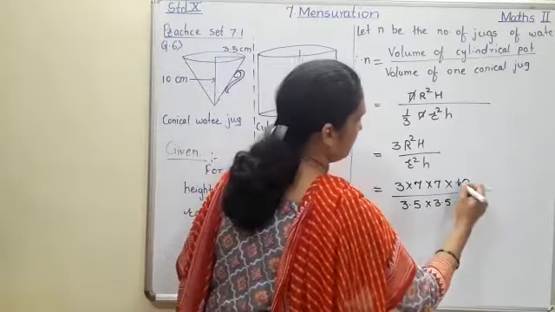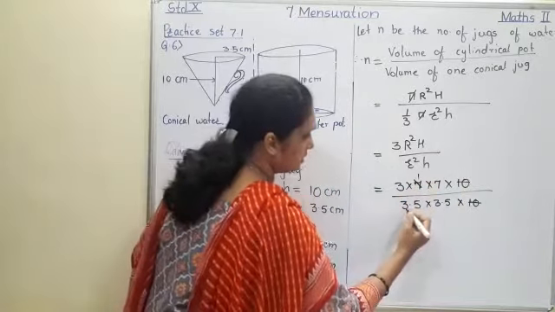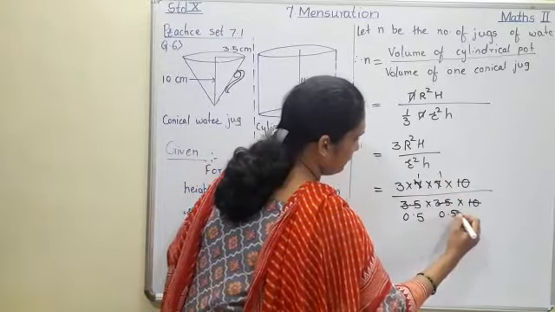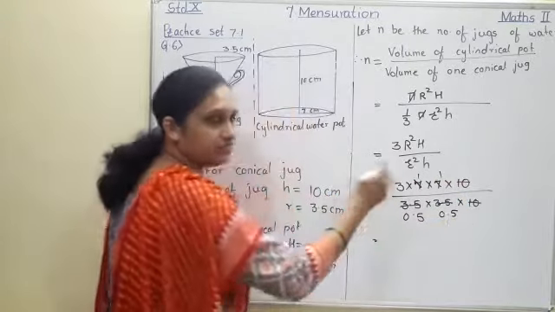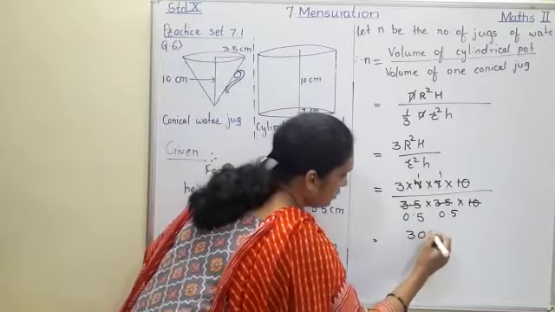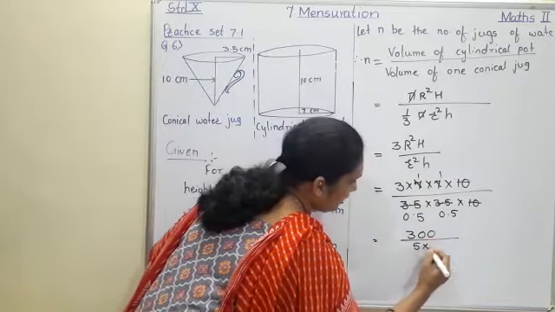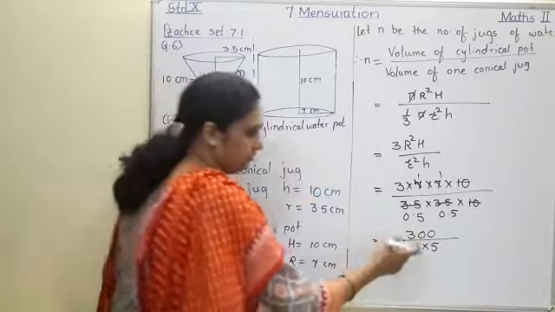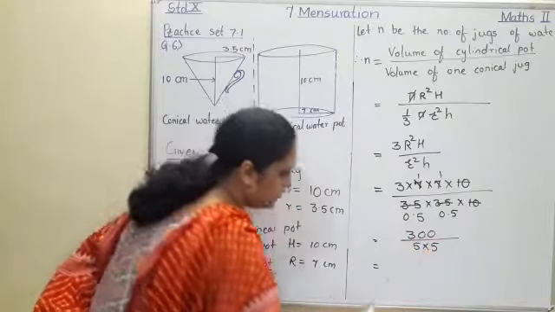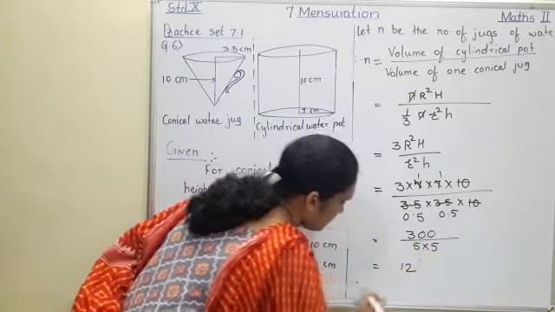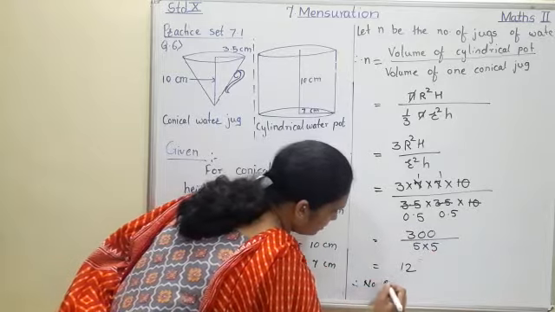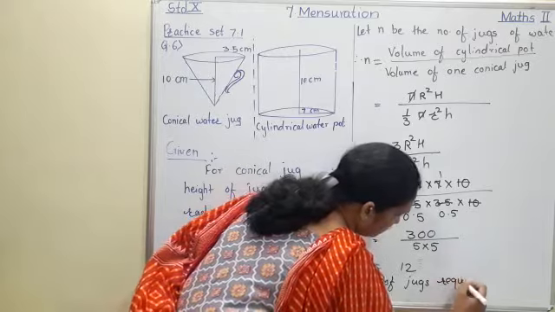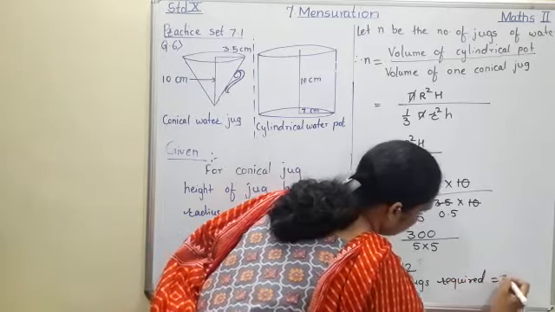This 10 gets cancelled. 7 ones are 7, 7 point 5. 7 ones are 7, 7 point 5. Now the two decimals are shifted up. It will be 300 upon 5 into 5, that is 25. 25 divided into 300, the answer will be 12. So 12 jugs. Therefore, the number of jugs required is equal to 12.